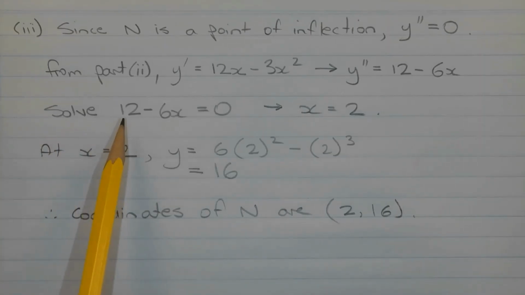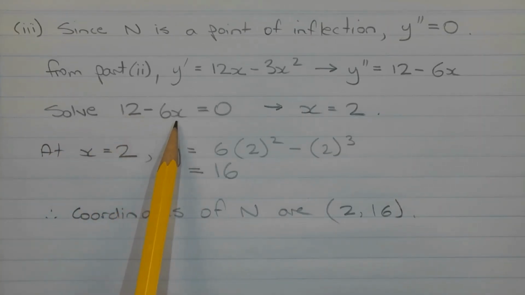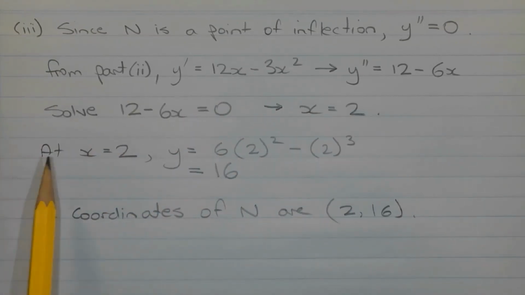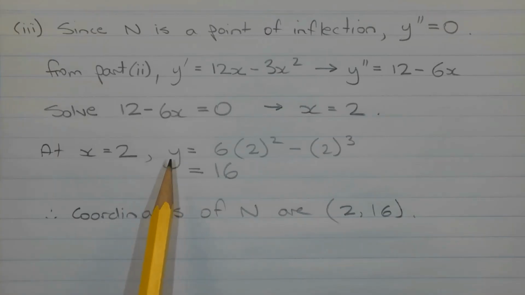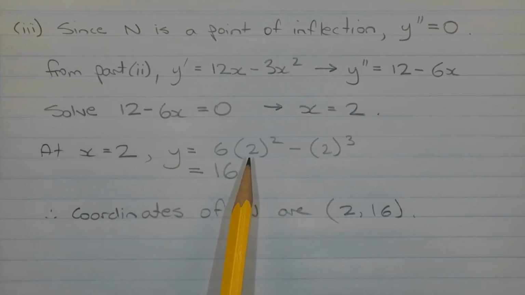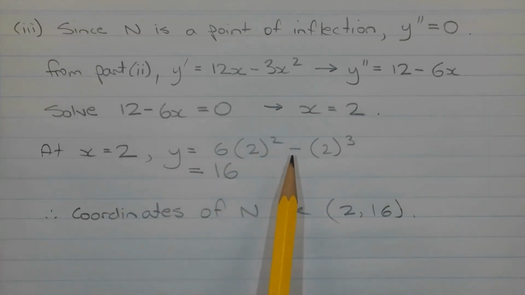Next, we solve the equation 12 minus 6x equals 0. And by inspection, we get x is equal to 2. Now at x equals 2, the y-coordinate we find by substituting 2 for x in the original equation. We get y is equal to 6 times 2 to the power of 2 minus 2 to the power of 3, which equals 16. Therefore, the coordinates of point N are 2, 16.